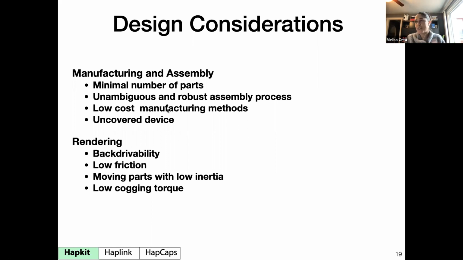However, all of those considerations conflict with the rendering considerations that you need to be able to do a good haptic device. And in this case, we're talking specifically about impedance type kinesthetic haptic devices, for those of you who know haptic devices. For those type of devices, you do need to have a device that's back drivable. You need to have a device with low friction, moving parts with very low inertia, and you also need motors with low cogging torque, which is why usually these haptic devices are very expensive, and they're made with very expensive motors.